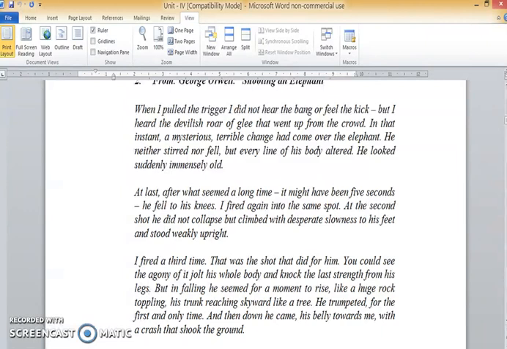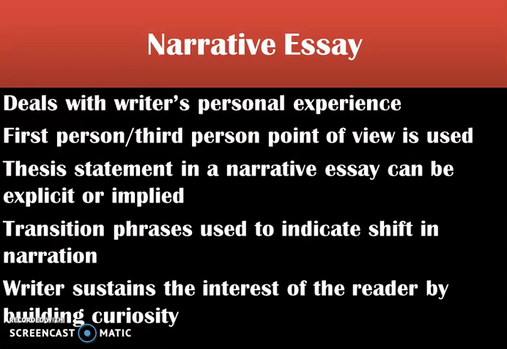So in a narrative essay, please don't forget to make use of transition phrases. Then, in a narrative essay, the writer sustains the interest of the reader by building curiosity. Now, I'm sure you must have all thought of why this elephant is shot, or when did this take place, or how is it that this narrator was called in to shoot this elephant. So there are a number of things there.